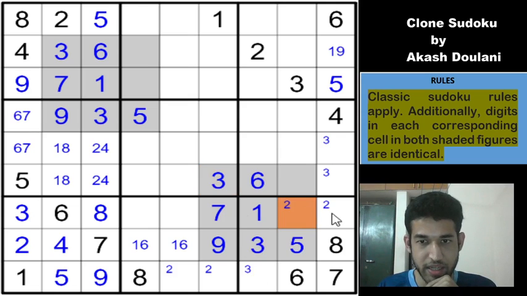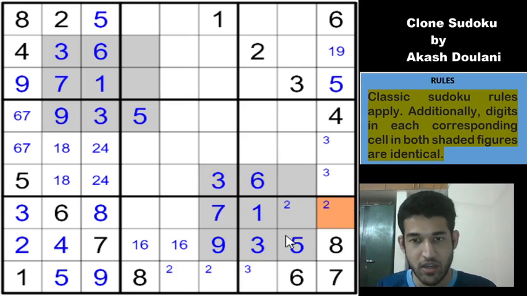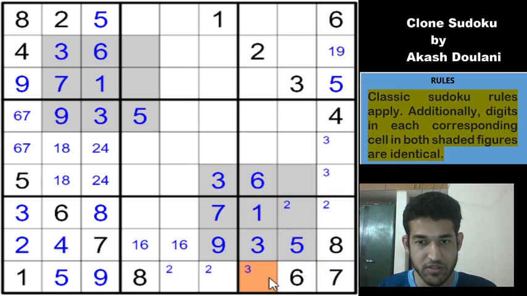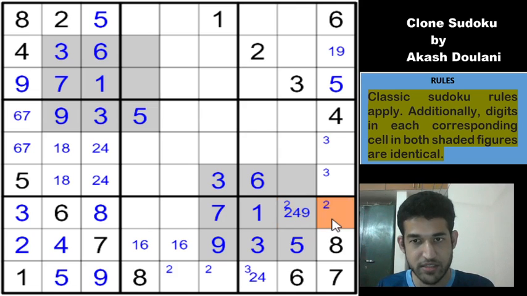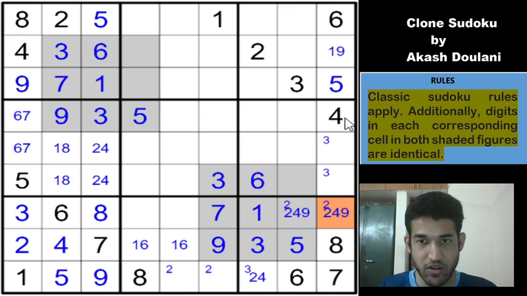Okay, so let us write the candidates into these cells. 1, 3, 5, 8, 6 and 7. Remaining digits are 2, 4, 9. So this can't be a 9. So this is a 2 and a 4. This will be 2, 4, 9 and this is going to be 2, 4, 9. Out of which 4 is ruled out. So this is not a 4.